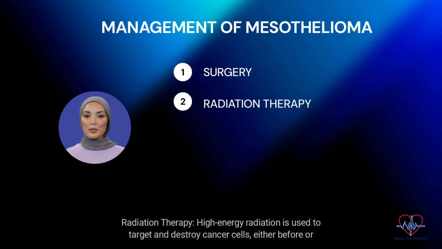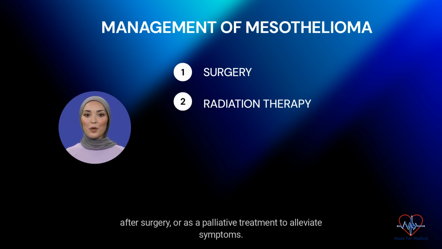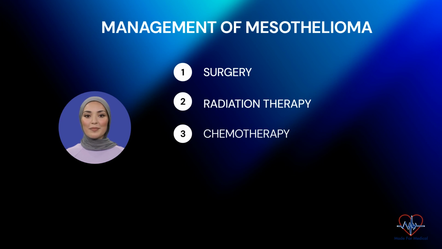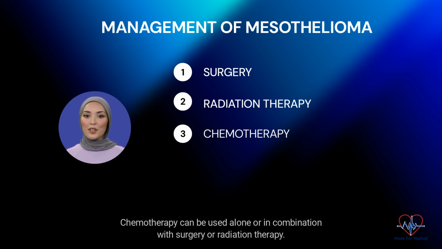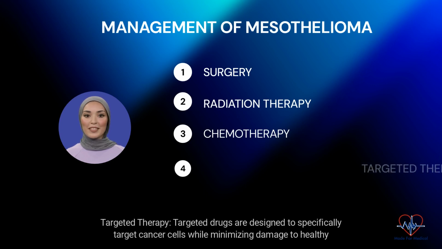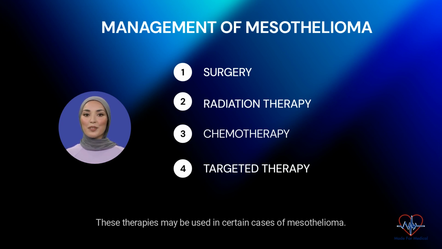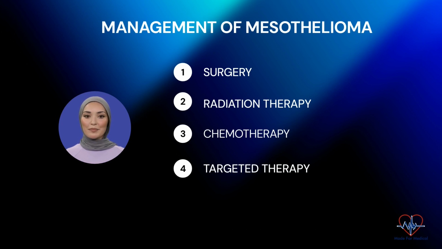High-energy radiation is used to target and destroy cancer cells, either before or after surgery, or as a palliative treatment to alleviate symptoms. Chemotherapy. Anti-cancer drugs are administered to kill or slow down the growth of cancer cells. Chemotherapy can be used alone or in combination with surgery or radiation therapy. Targeted therapy. Targeted drugs are designed to specifically target cancer cells while minimizing damage to healthy cells. These therapies may be used in certain cases of mesothelioma.